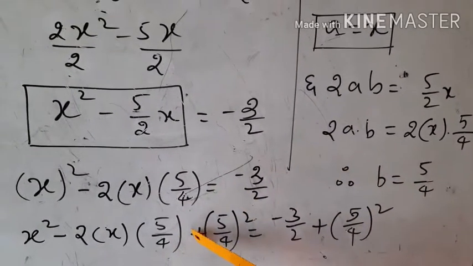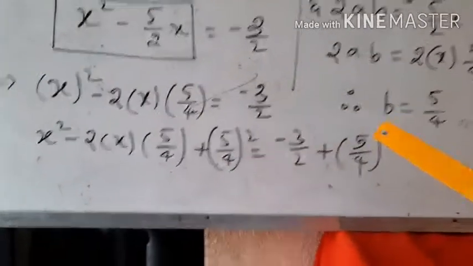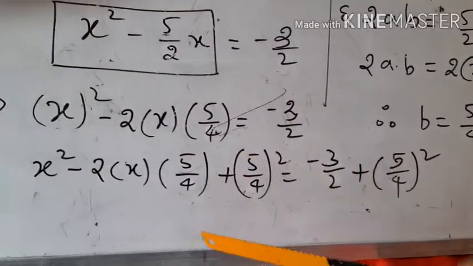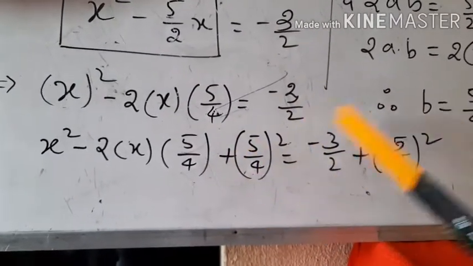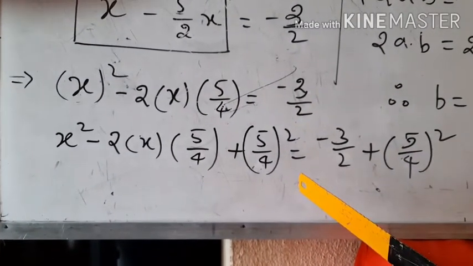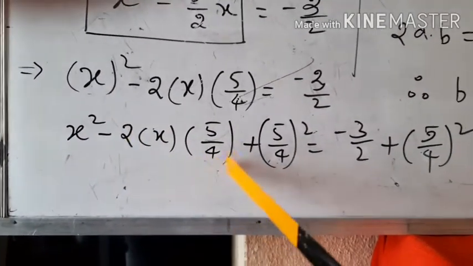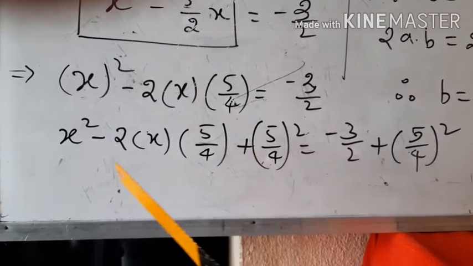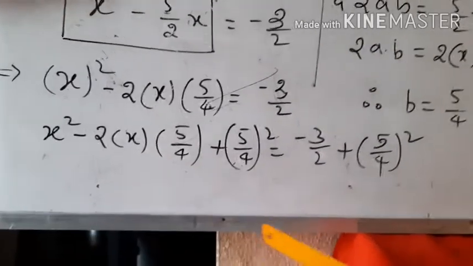Because whatever is added this side, the same should be added this side, right? Now, you see, this 5 by 4 whole square and 5 by 4 whole square get cancelled. Again, we will get the same thing. But by putting 5 by 4 the whole square on both sides, the LHS can be a perfect or complete square. See here, now it is in the form of a square minus 2ab plus b square. Now, it is a complete square of x minus 5 by 4 the whole square.